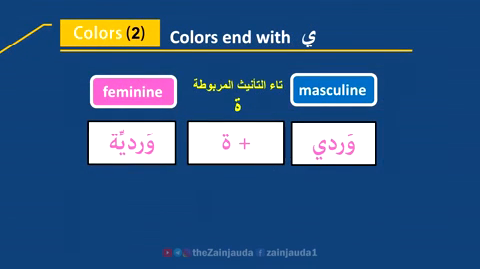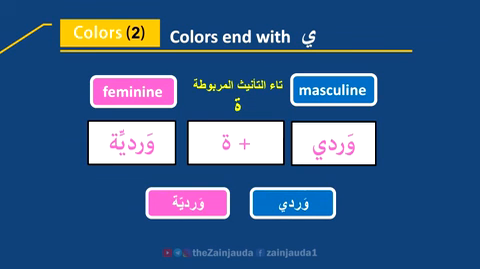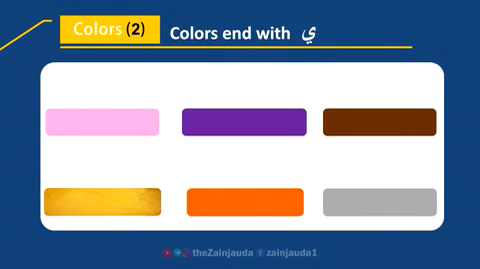As far as the second group of colors which end with ya, we already have known how to make the feminine ones because they apply to the addition of التاء المربوطة. So in order to get the feminine of وردي, we add تاء المربوطة and we get وردية. Remember, we have to add شدة before the تاء المربوطة. وردي, وردية. Let's have more examples.